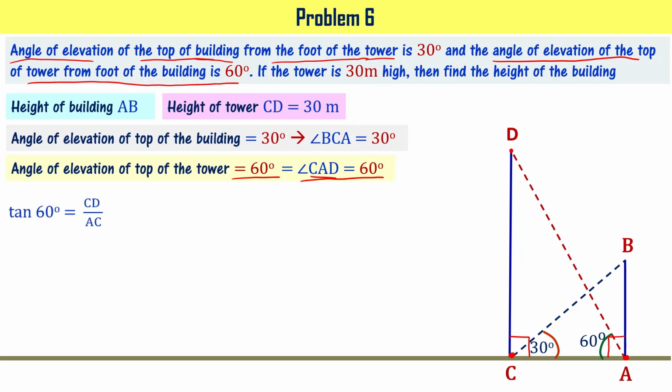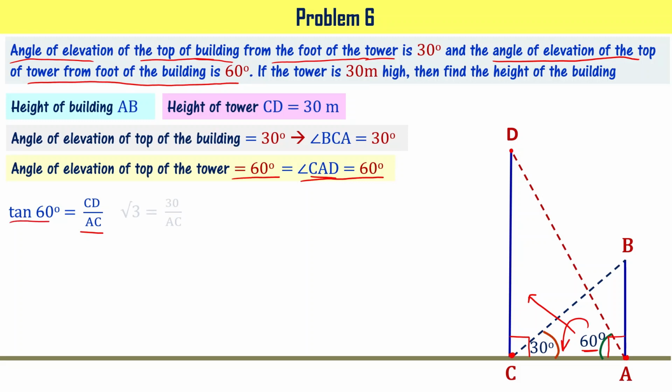As you see here, angle of elevation is 60 degrees, right? That is an acute angle because 60 degrees is less than 90 degrees. We say it is an acute angle. For that, the opposite side is CD and the adjacent side is AC or CA, right? So tan 60 degrees can be written as CD divided by AC. We know the value of CD and from the trigonometric tables, we know the value of tan 60 degrees, right?